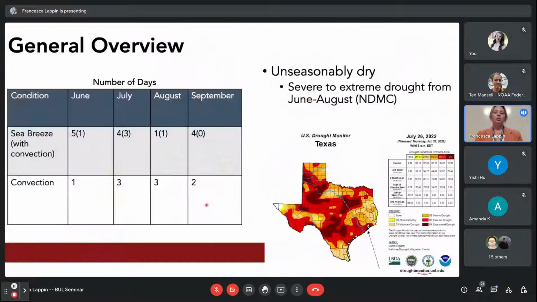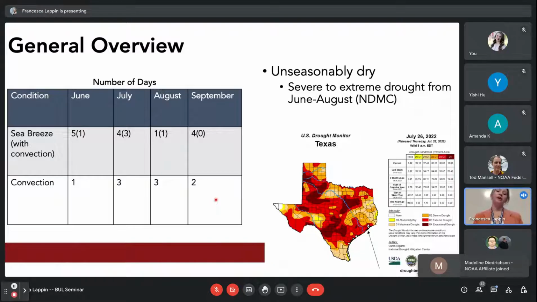And next, we're just going to look at kind of the overall conditions. Starting off with, it was unseasonably dry, very dry and in drought-like conditions, severe to extreme drought-like conditions from June to August, with some relief to just moderate drought in September, which is kind of reflected in our number of convective days or convection days.